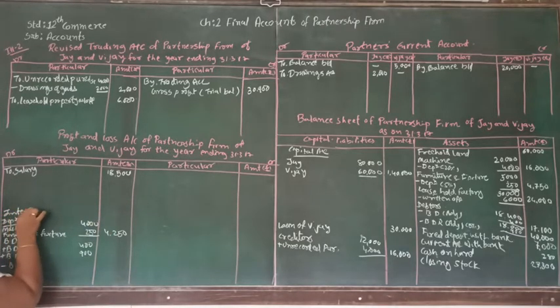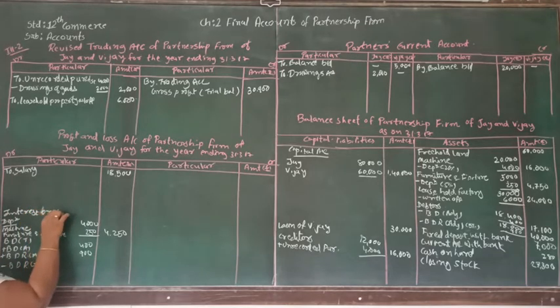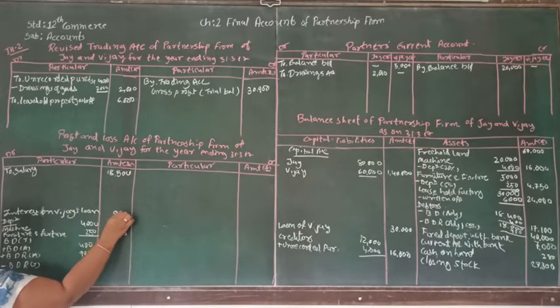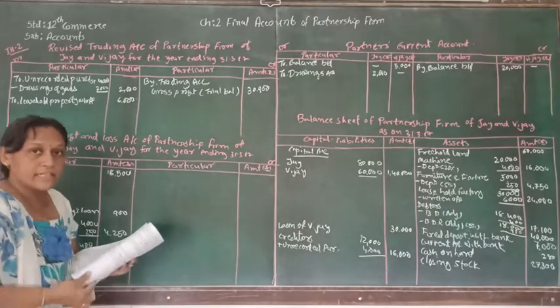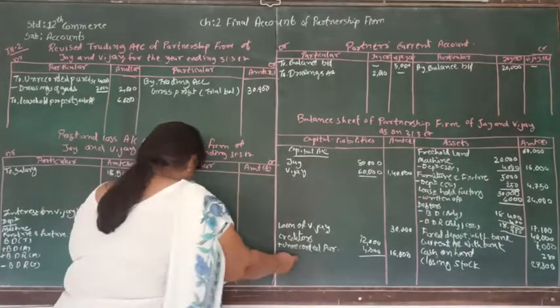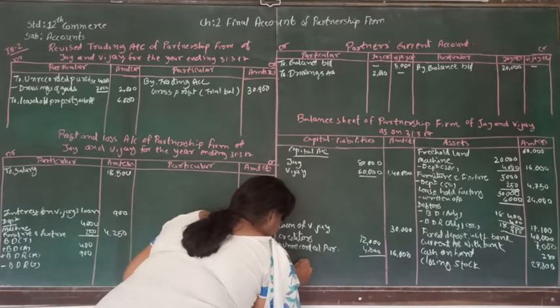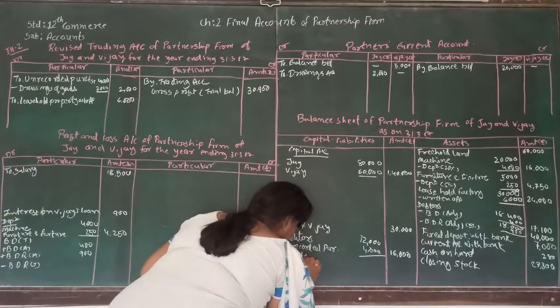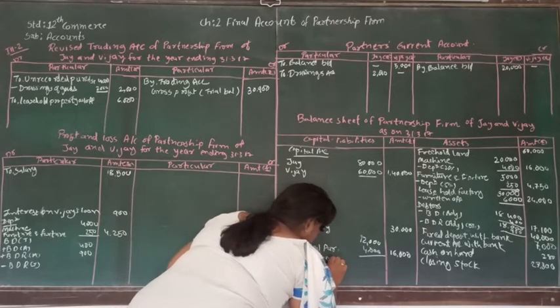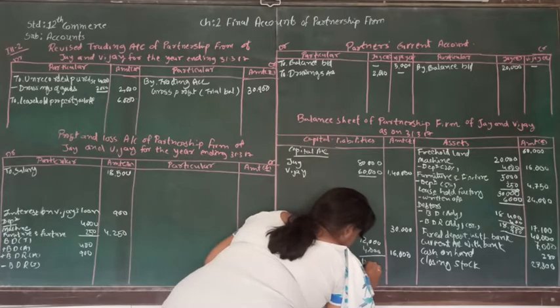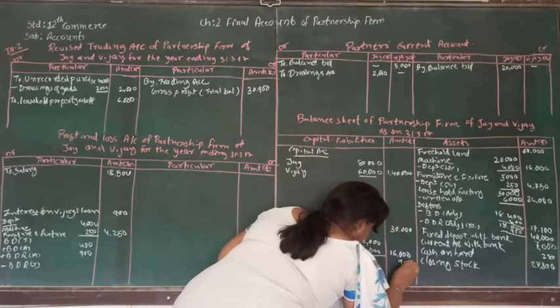Interest on Vijay loan 900, and again we can see that is our current liability. So that's supposed to be written over here, outstanding interest on Vijay's loan, and that will be 900.